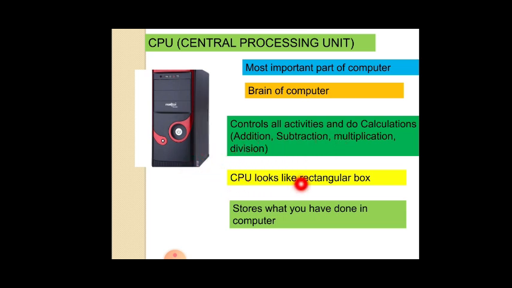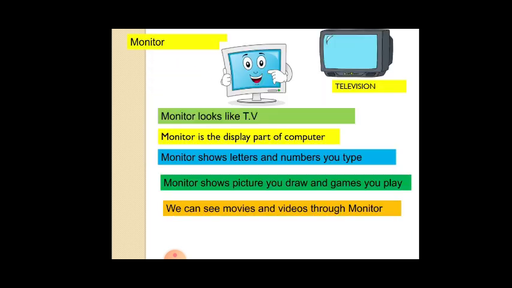So CPU looks like a rectangular box. Is it? Yeah, it looks like a rectangular box. CPU stores what you have done in the computer. So whatever calculations you do, everything is stored inside the computer. Now tell me, who is the brain of computer? It is the CPU. Next, let us see about the monitor, children.